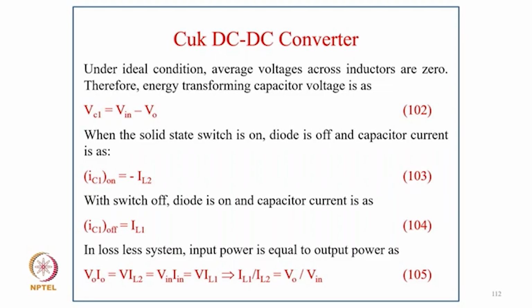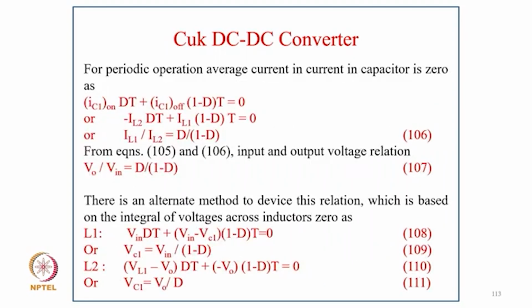Therefore the energy transferring capacitor voltage is Vc1 equal to Vin minus Vo. When the switch is on, the diode is off and the capacitor current is IC1 on equal to minus IL2, and with the switch off, the diode is on and the capacitor current is IC1 off equal to IL1. In a lossless system, the input and output power are equal. So Vo Io equals Vin times IL1, or IL1 upon IL2 equal to Vo upon Vin.